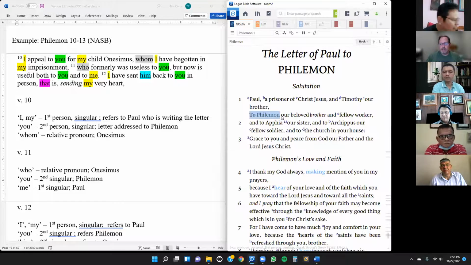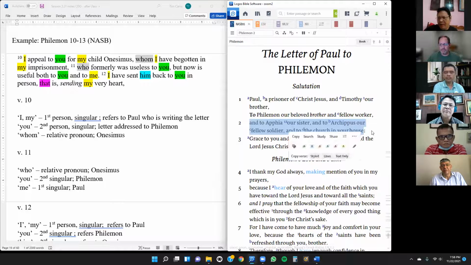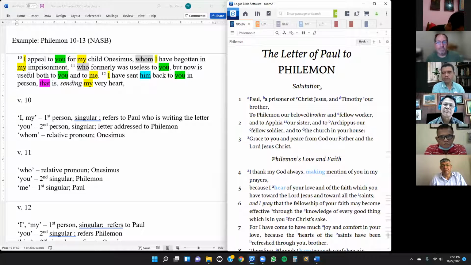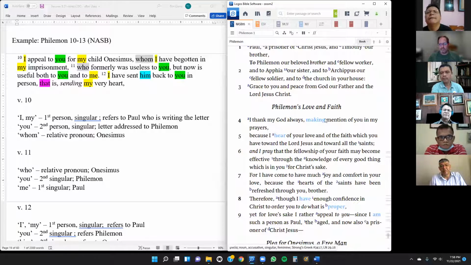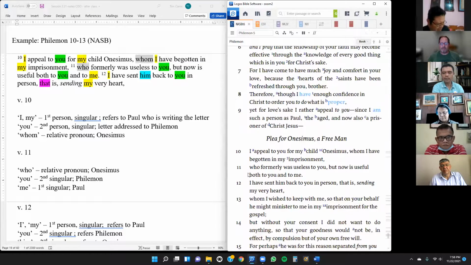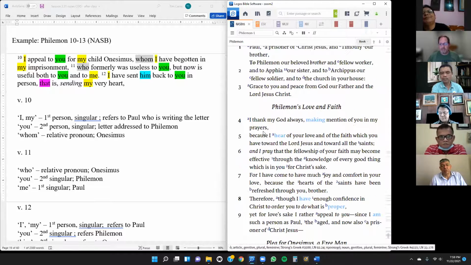To Philemon, our beloved brother and fellow worker, and to Apphia our sister, and to Archippus our fellow soldier, and to the church in your house. So yes, this letter is primarily written to Philemon, but there are some other people here. So it's not altogether obvious that the you in these verses, mention of you in my prayers, I hear of your love, of the faith which you have, and then in our verses, I appeal to you for my child, it could be plural, because the letter is not just to Philemon, it's also to these other people.